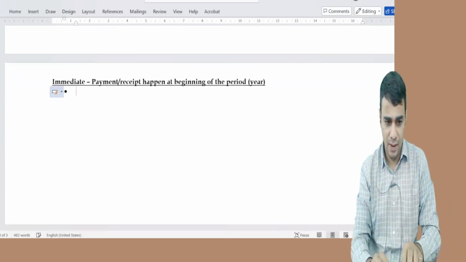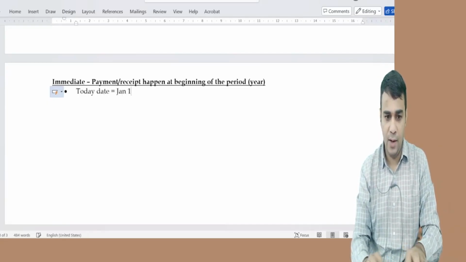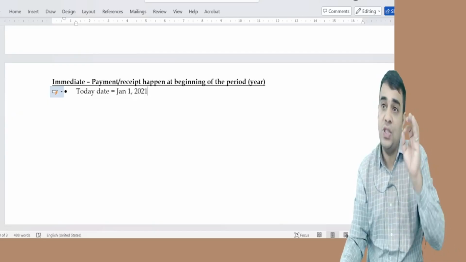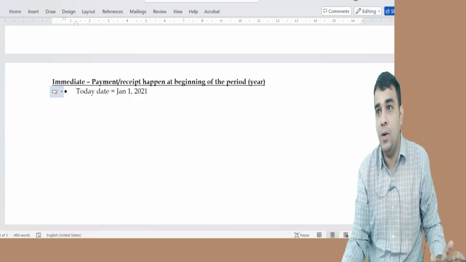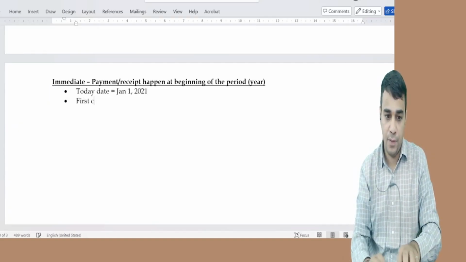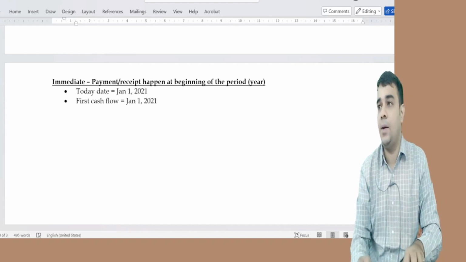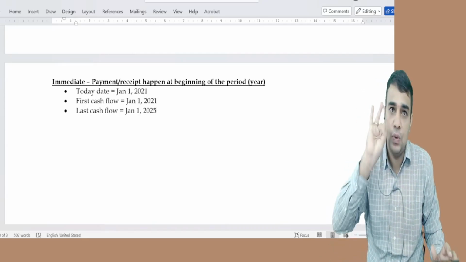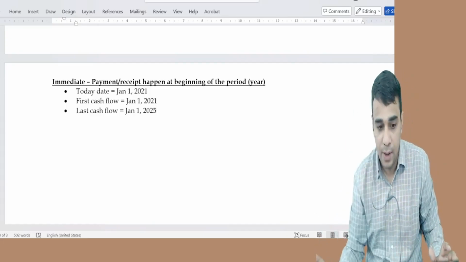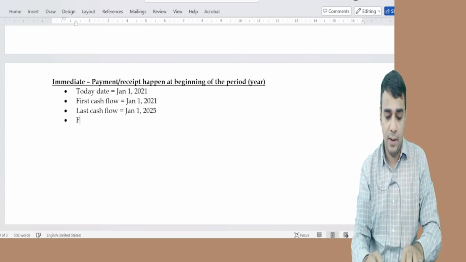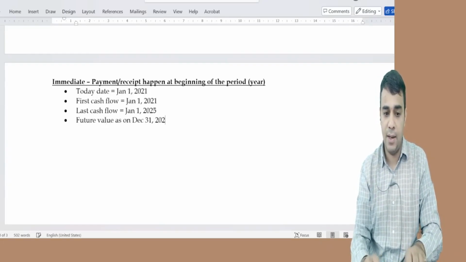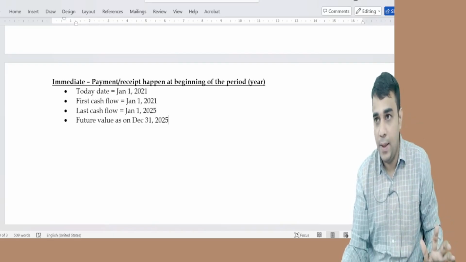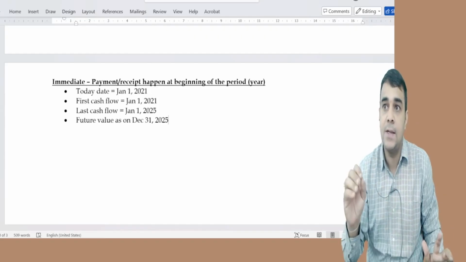Let us assume today's date is Jan 1, 2021. If the cash flow starts on Jan 1, 2021, the last cash flow is Jan 1, 2025: 21, 22, 23, 24, 25, 5 times you will get. And the requirement is to calculate future value as on December 31, 2025. The end period is December 31, 2025. So they are asking, can you calculate the future value for December 31, 2025?